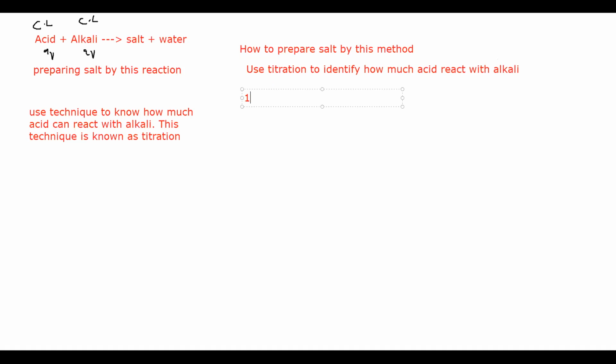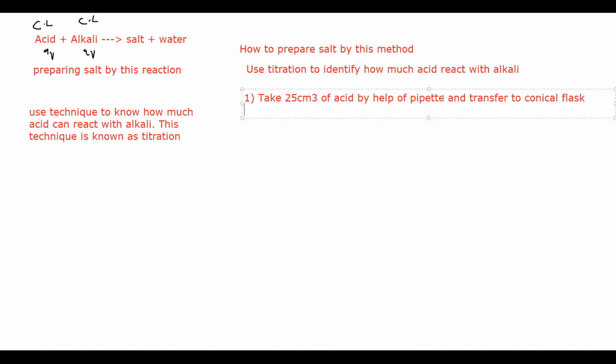So first, we will take 25 cm cube of acid by the help of a pipette and transfer it into a conical flask. So we took 25 cm cube of acid by the help of a pipette and transferred it into the conical flask.